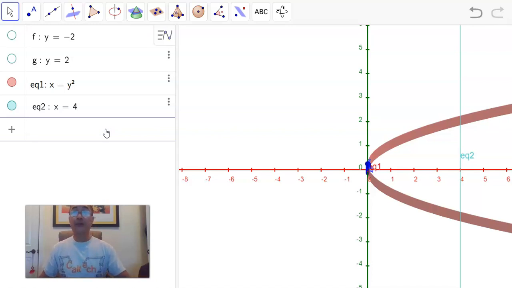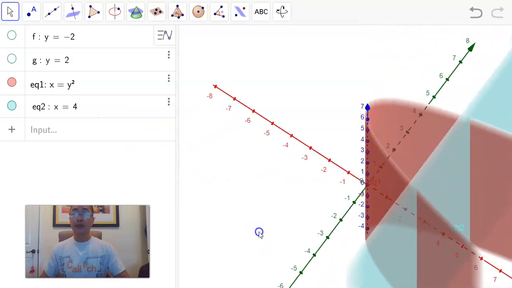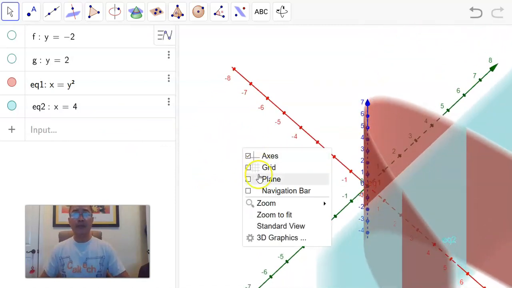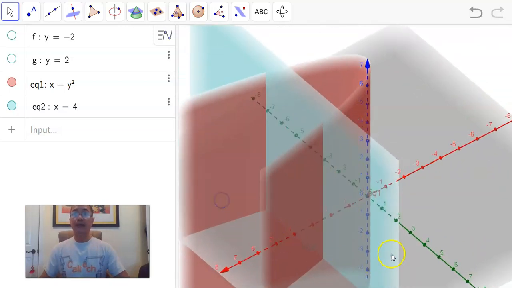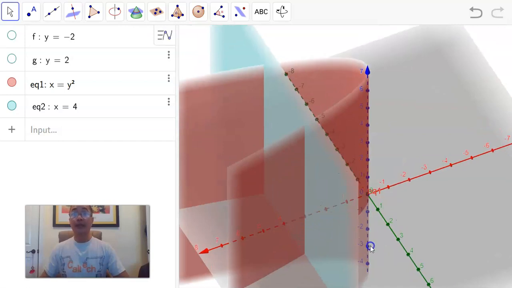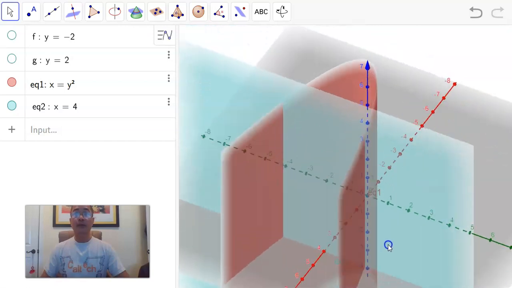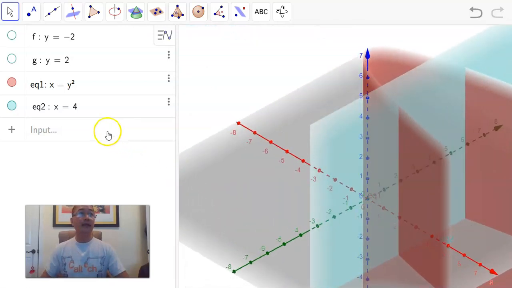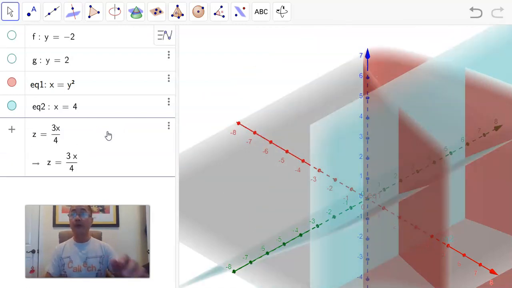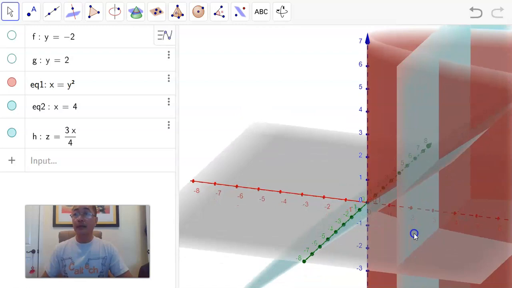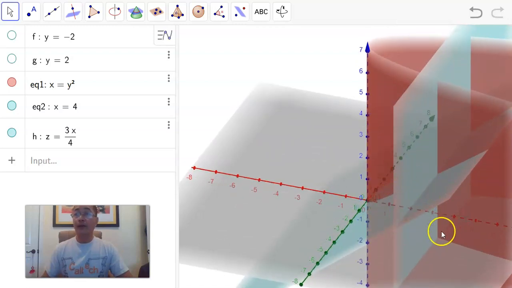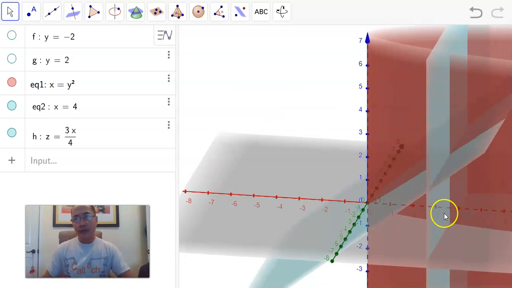So we have our final surface. Z goes from 0 to 3x over 4. Of course, z equals 0 is the xy plane. So maybe we'll just select plane. What we need is the part which is above the xy plane. And we're going to put one more plane, and that is the plane with equation z equals 3x over 4. Ta-da! So there is the final side of our solid. It doesn't, of course, look very clear.